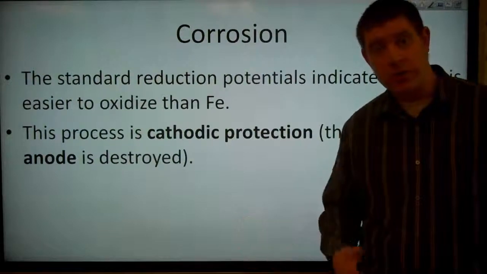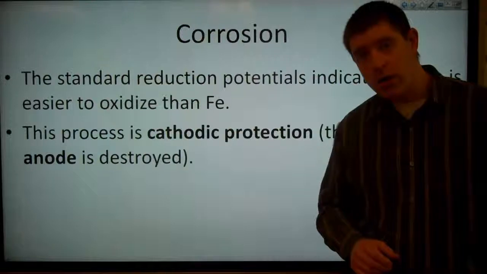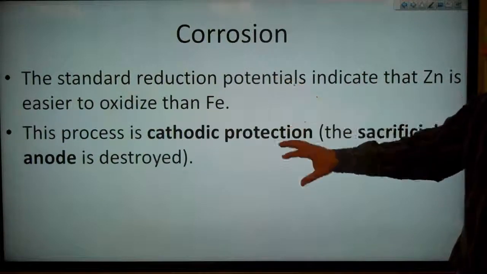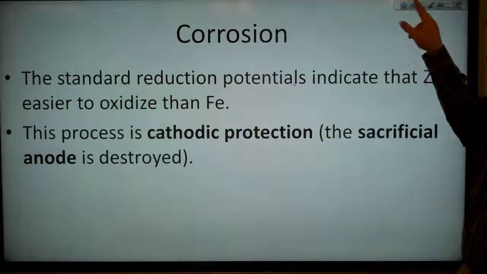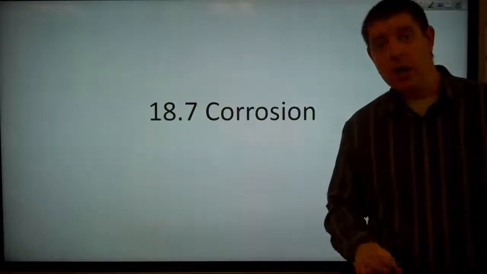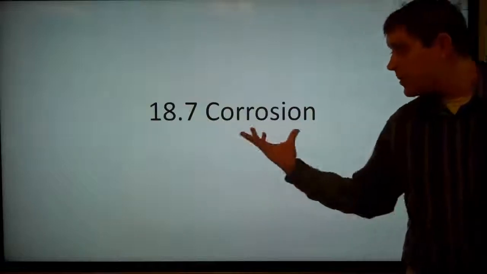And so we do this on things like bridges, on things like ships, any sort of place where we have iron, especially in contact with seawater. We put zinc bars, and the zinc bars have to be replaced as they corrode over time. So that was corrosion.